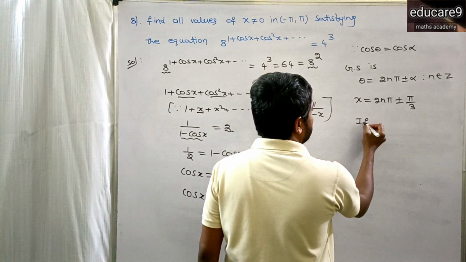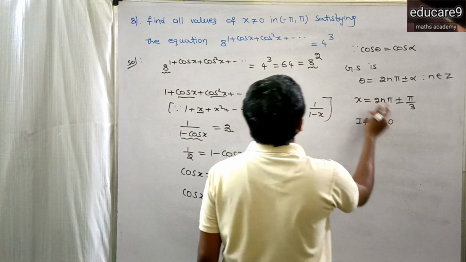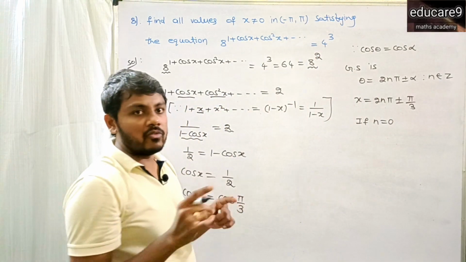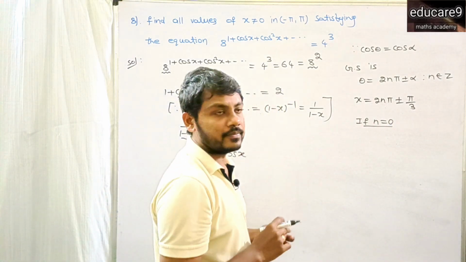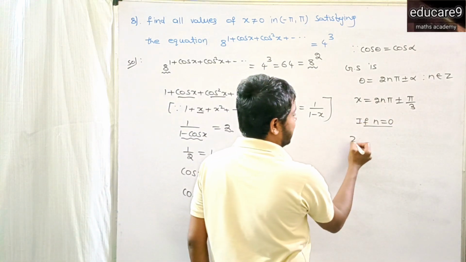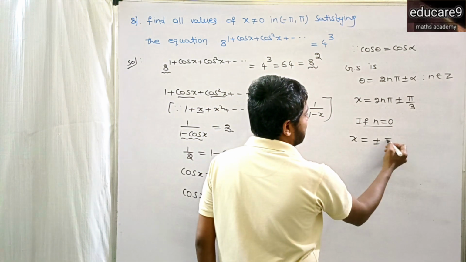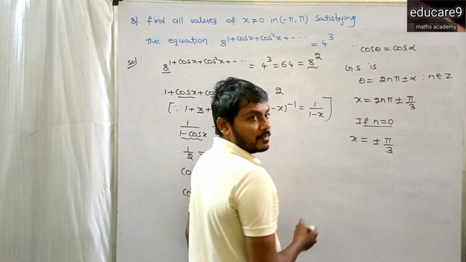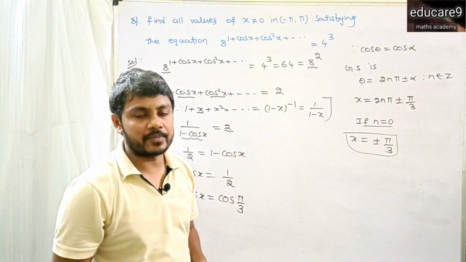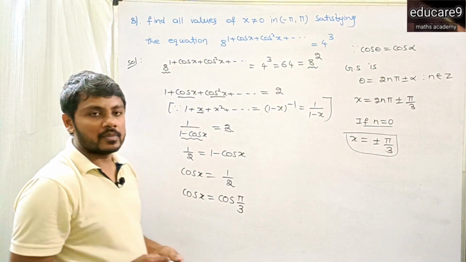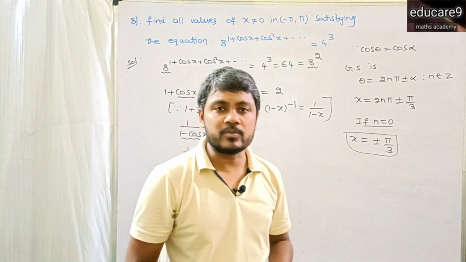Now we can find the solutions because of the given interval. For finding the solutions, you can consider n equal to 0. Substitute here, what will you get? x is equal to plus or minus pi by 3. These are the solutions of the given trigonometric equation. For the next session, we will discuss more problems.